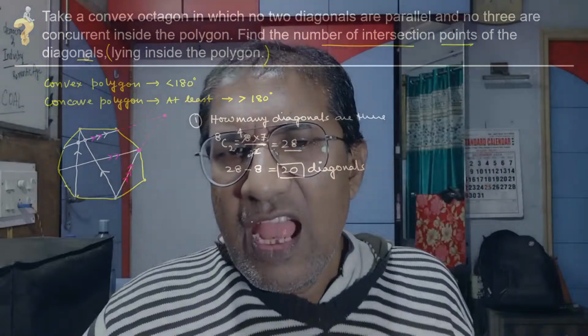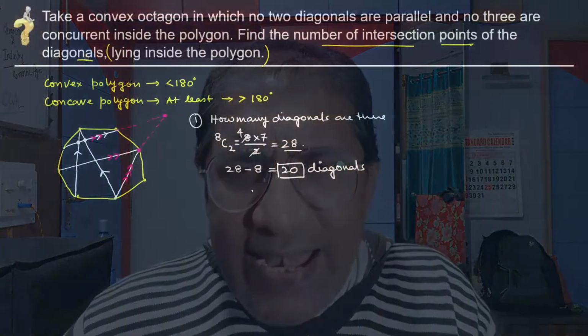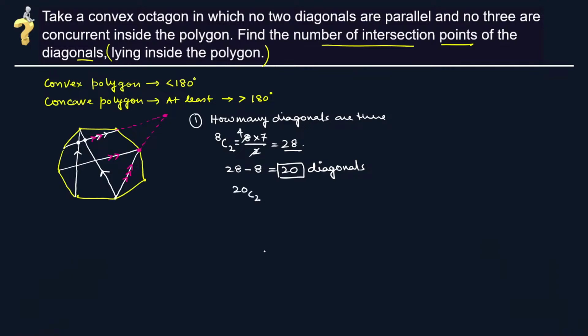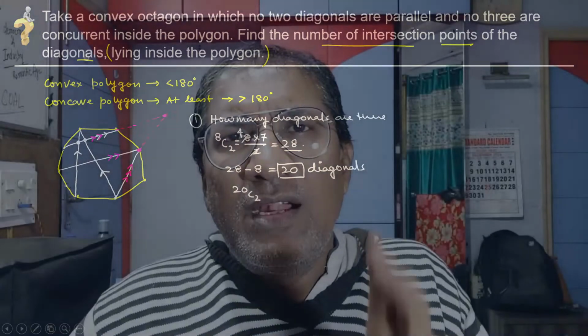Is it clear? Now, from these 20 diagonals, if you choose any two diagonals, they can be chosen in 20C2 different ways. 20C2 will be the total number of diagonals, two diagonals chosen at a time. And if you choose two diagonals, definitely you are going to get a point of intersection, because these two diagonals are always meeting at a point. But the problem is, how many points of intersection will we definitely get then? It will be 20C2. That's no doubt about it.